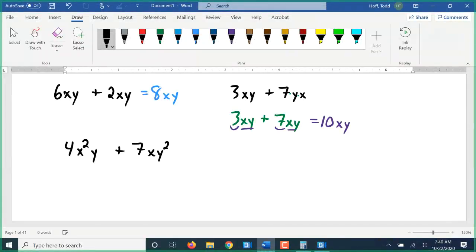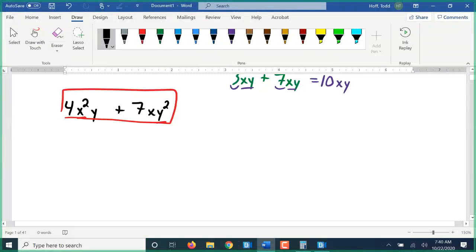We might have 4x squared y plus 7xy squared. At first glance, these look like the same name. They both have an x and a y, and they both have a squared. But in this one, it's the x squared that's squared, and in this one, it's the y that's squared. Those are not the same name. 4x squared y plus 7xy squared is just that, 4x squared y plus 7xy squared, because they have different names. We can't combine them any further than that.